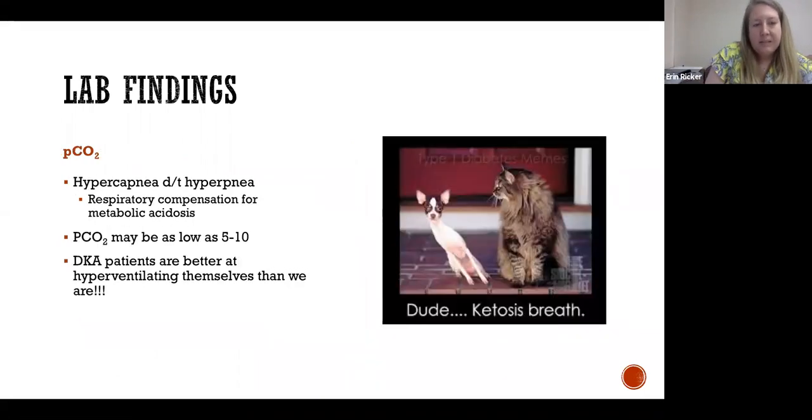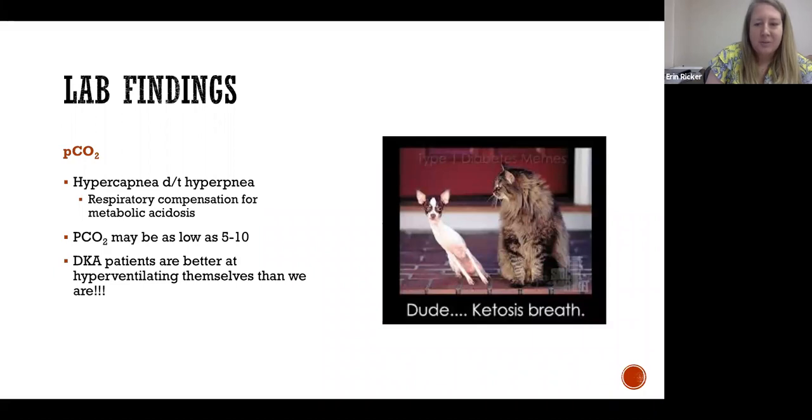Lastly, our PCO2. As your body's trying to compensate for that metabolic acidosis, you start to breathe really fast. You can have some Kussmaul respirations and some hypercapnia. This leads to lower PCO2s on gases. These can be as low as 5 to 10. You don't need to do a lot for these patients.